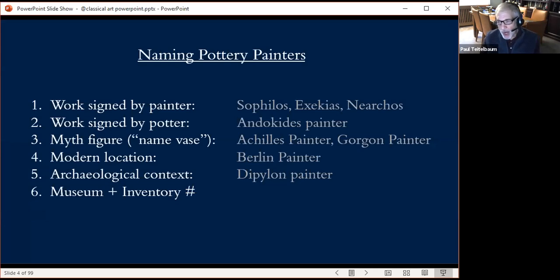Basically, the way that Greek pots are signed, it says in Greek, so-and-so made me, so-and-so painted me. Sometimes so-and-so made me and painted me, the pot being the speaker. So if it's signed by the painter as painter and maker or just as painter, that's number one. Number two, if it's signed by the potter but not by the painter, then we'll identify the painter by the potter's name. So for the potter Andokides, the painter who painted his pots is identified as the Andokides painter.